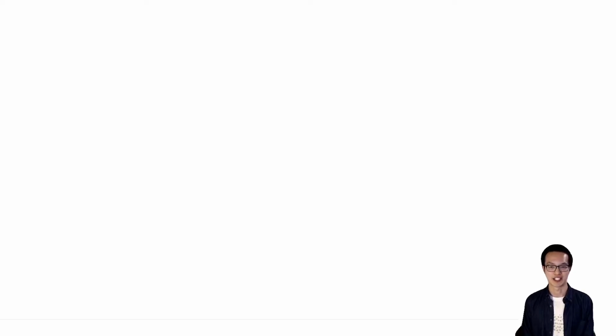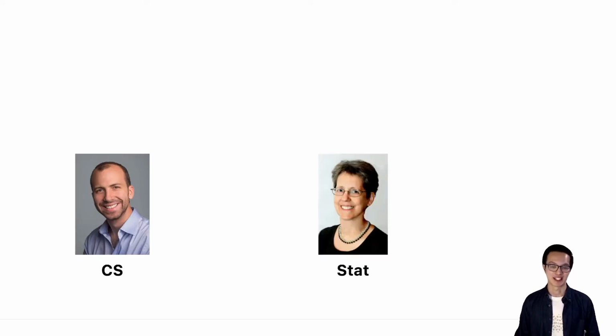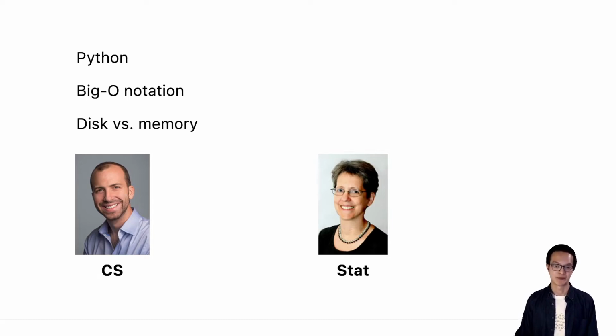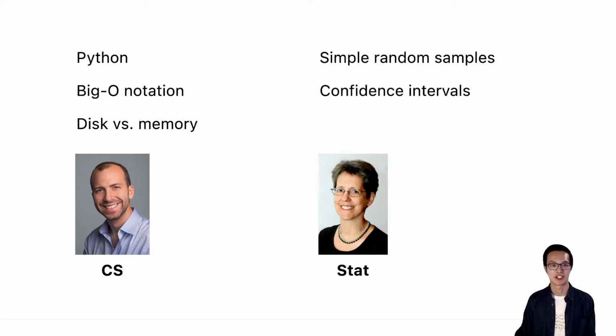When we first got together to teach data science courses, there was a clear divide between the CS people, the computer science people, and the people from statistics. People from computer science were used to teaching things like Python, big O notation, and a difference between disk and memory. The stat people, on the other hand, were used to teaching things like simple random samples, confidence intervals, and bias versus variance.